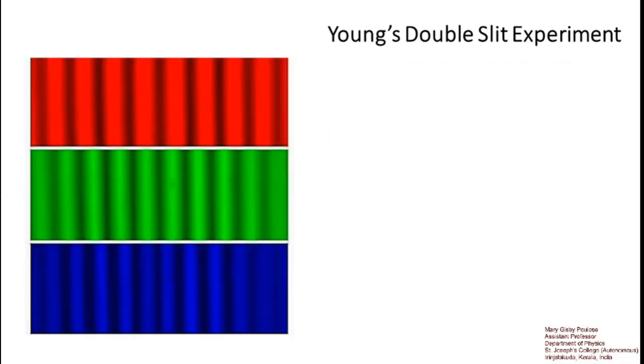This picture shows the interference pattern produced by using different monochromatic sources. If we use a red light source, we get the interference pattern shown at the top. If we use a green light source, monochromatic means a light source of wavelength around 550 nanometer, that is the wavelength of green light, we get the pattern shown in the middle. And if we use a monochromatic light source of wavelength in the blue region, we get the interference pattern shown at the bottom.